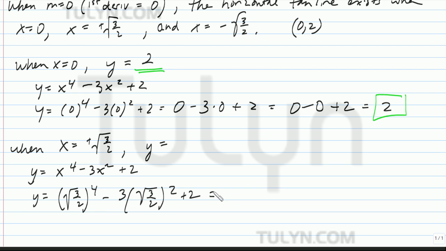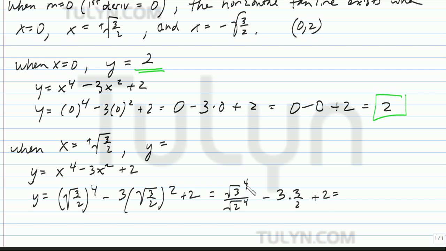So then that equals radical 3 to the fourth power over radical 2 to the fourth power, minus 3 times radical 3 divided by 2 squared. That's just going to be 3 over 2, plus 2. So radical 3.